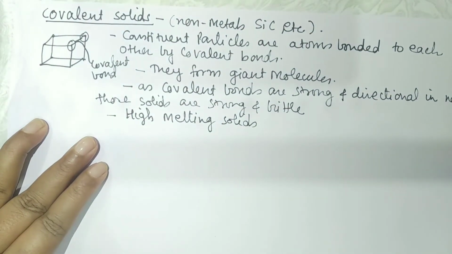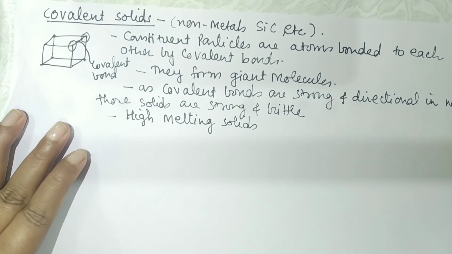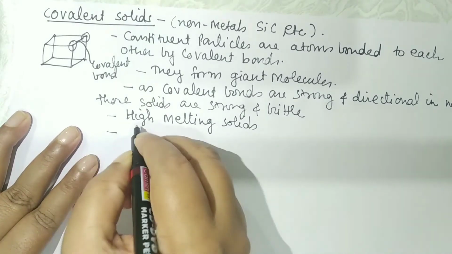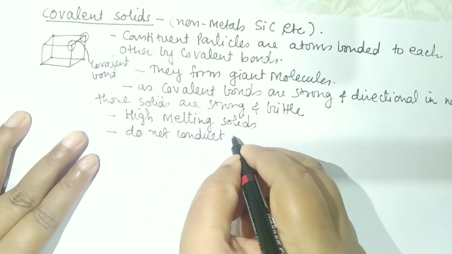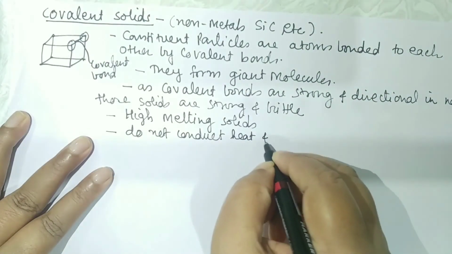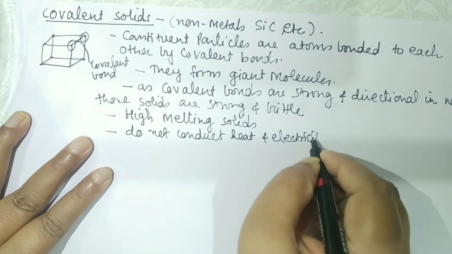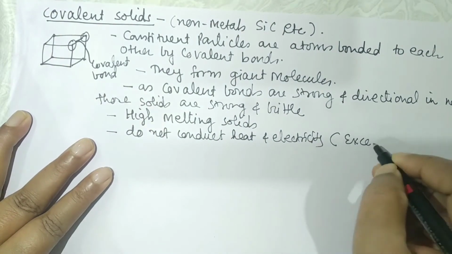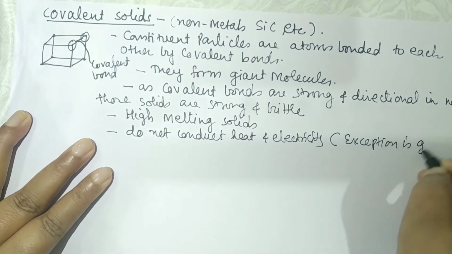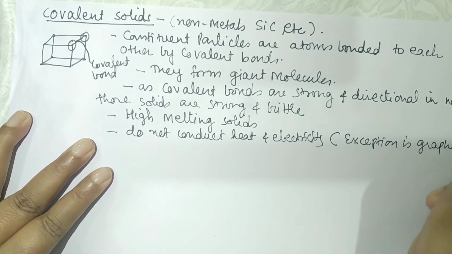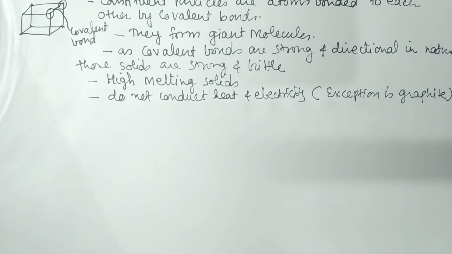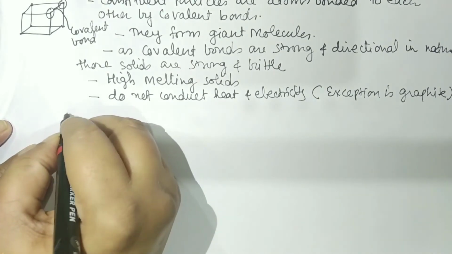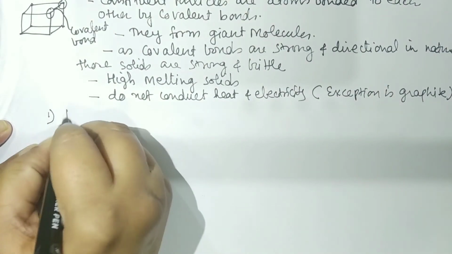But if you see the crystals, there are no free ions, no free electrons, and therefore they do not conduct heat and electricity. Exception is graphite, fullerene, that we will study as the examples under covalent solids. So let us go for the examples here, students. Examples what we have, let us take the first one, that is diamond.